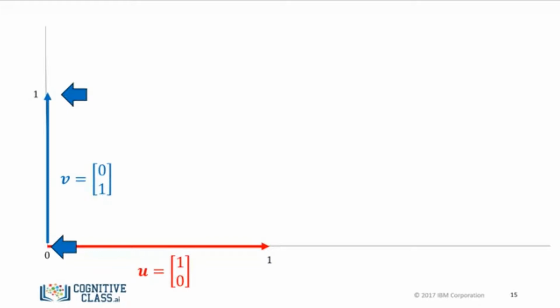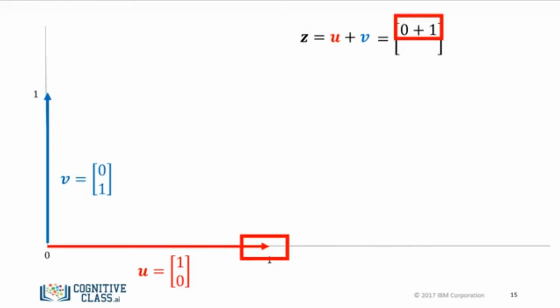As a result, the vector points in the vertical direction 1 unit. When we add the vector u and v, we get the new vector z. We add the first component. This corresponds to the horizontal direction. We also add the second component.